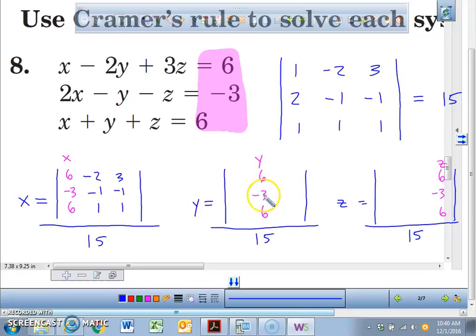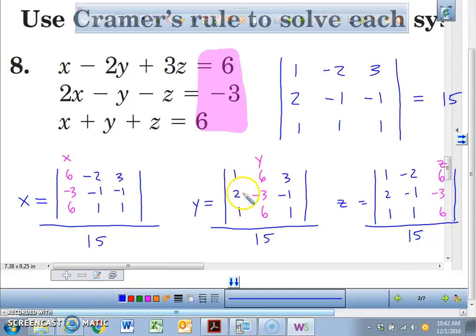Here, what am I going to replace? What's been replaced? The y's. So I still have the first and the last. It's going to be the same. So a 1, a 2, and a 1. 1, 2, 1. And a 3, -1, and a 1. Here, I'm just going to take the first 2 columns. 1, 2, 1. -2, -1, and a 1.